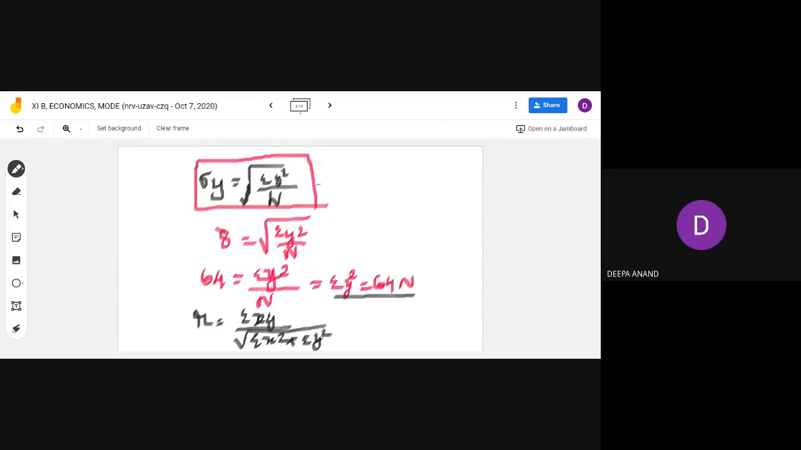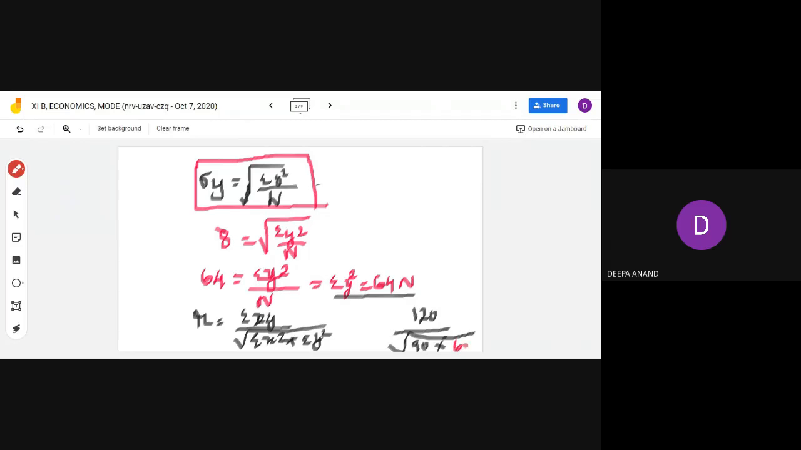So now almost everything is given in the question. Sigma xy is given. What is sigma xy? It is 120. Then root sigma x square is given. Sigma x square is 90. So sigma x square 90 into, what is sigma y square? You just put 64n, because we don't know the actual value.